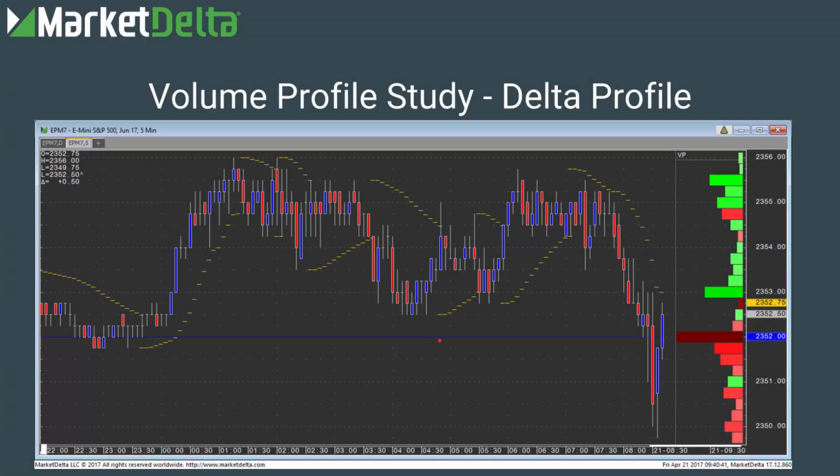Delta profile, now this is, you would add a volume profile to the chart and you would set it to delta profile in the settings. I'll show you how to do that when we get into the software. Okay, so let's move on. Again, I'll show you how to do that in the software.